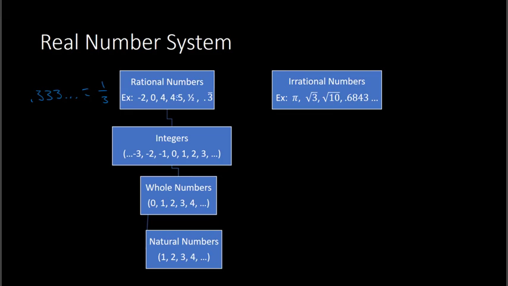Okay, then under the rational numbers, we have more types of numbers. We have integers, which would be anything you'd see on the number line. So all those tick marks that we had, like -3, -2, -1, 0, 1, 2, 3, etc. Those would all be integers. So an integer is any number, really, without a fraction. So not like 1/2 or 1/3, just a regular number.